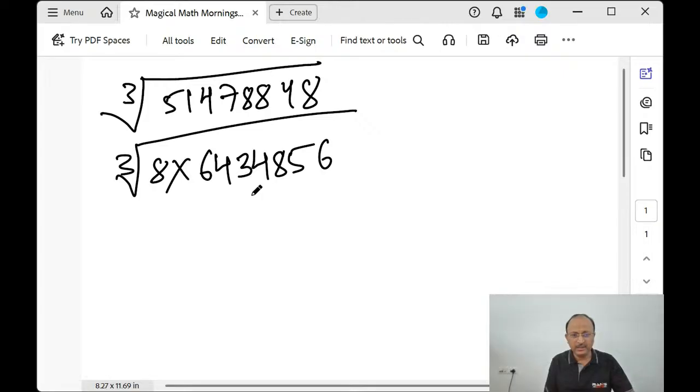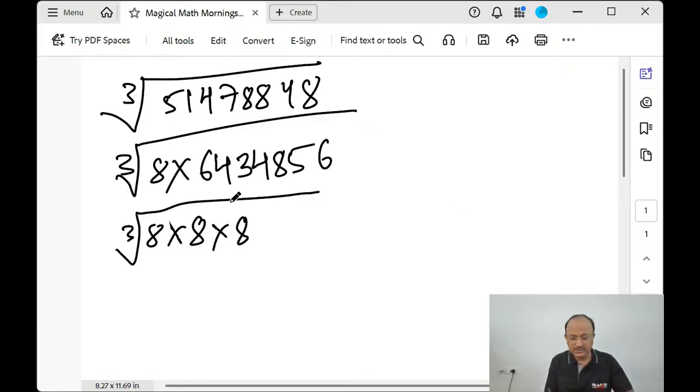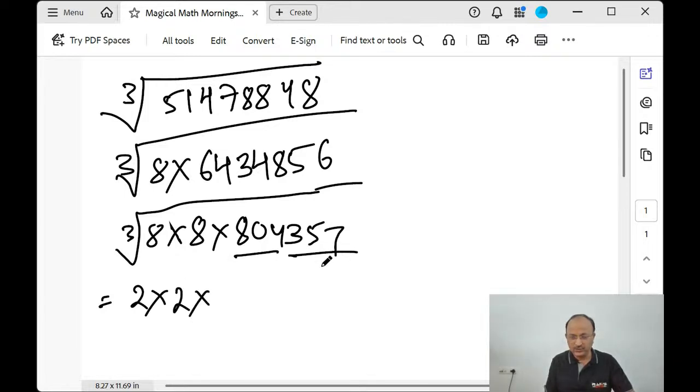Now this one again it can go with 8, correct no? 8 into 8 into 8, 8 8s are 64, correct no? 8 4s are 32, 8 3s are 24, 8 5s are 40, 8 7s are 56. Now this we can easily find out. Cube root of 8 is 2 into cube root of 8 is 2 into this one we group into this one. What do you get for the first part?